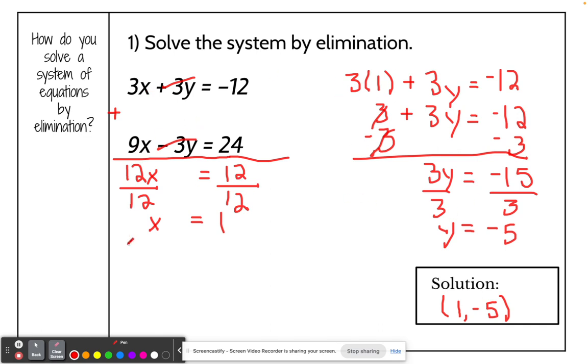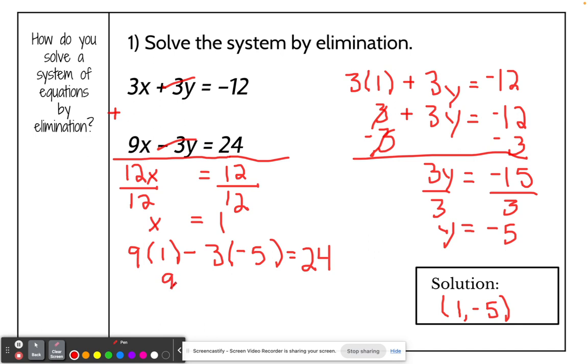Let's go to the original equation. 9 times 1 minus 3 times negative 5 equals 24. This method is really good when you have equations that are written in standard form, like these are. I didn't need to rewrite either equation. They were already in a nice form where they canceled out.